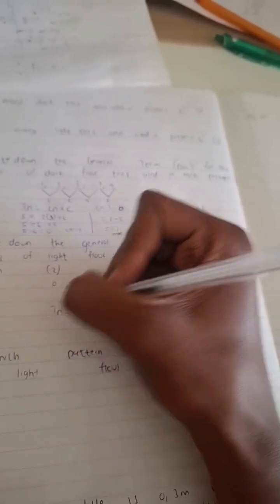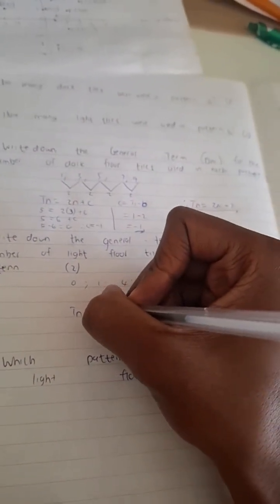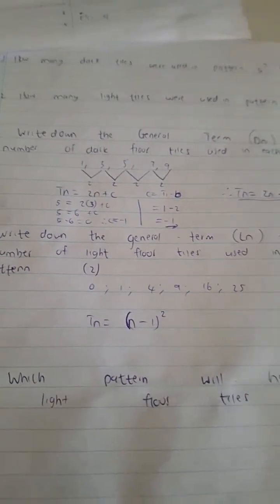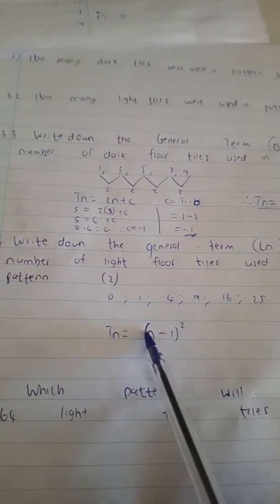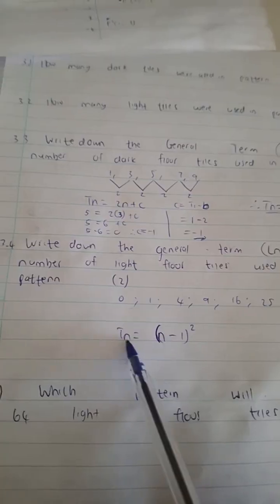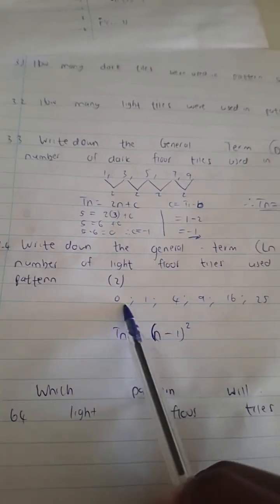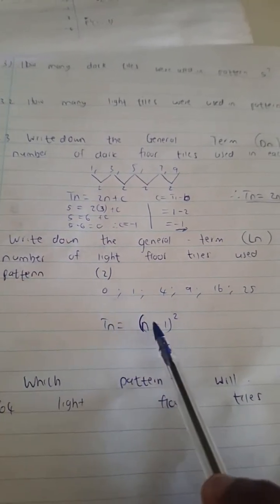So here, guys, Tn is going to be n minus 1, the whole thing squared. Now I want to explain why we say n minus 1. This is not a linear pattern, so we are not going to use the general term Tn equals pn plus c. What we realize is that if you take n, the position, this is position 1, term 1. So term 1 is 1 minus 1, which gives you 0. 0 squared gives you 0, the value of this term. Make sense?